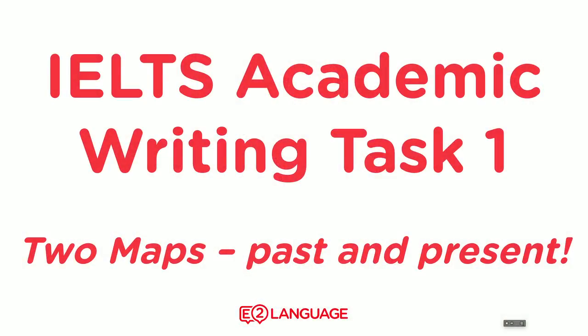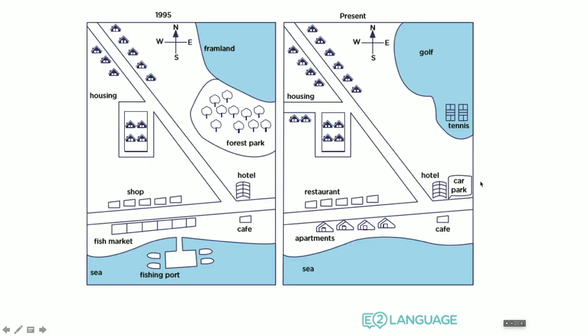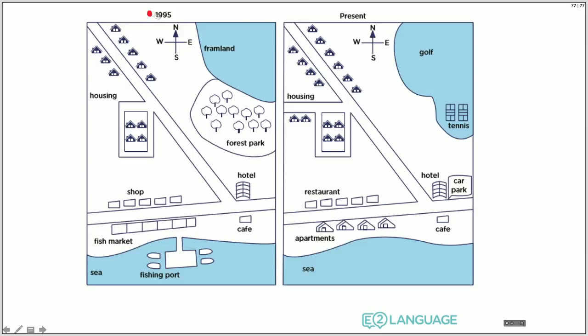This time we're looking at a past map and a present map. So you open your test booklet and you see this. Now immediately what you see is the year 1995 and the time marker as present. So we know we're looking at a past map and a present map, obviously. How are we going to structure up our writing?